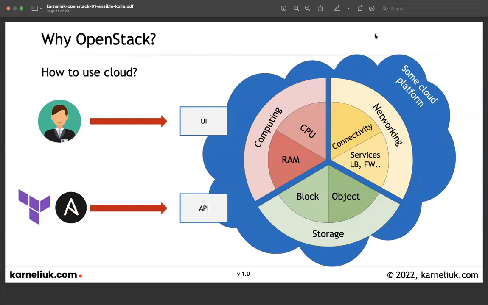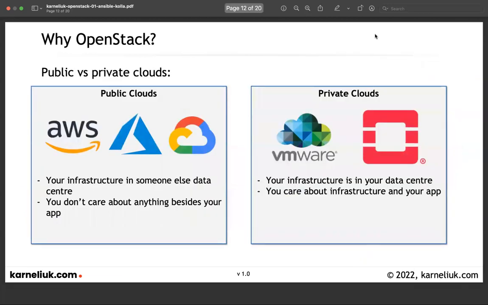So thinking about these elements, UI, API, and the computing, network and storage resources available on a cloud platform, we naturally come to a discussion of what types of clouds we have these days. There are two types of clouds: public and private clouds. Public clouds, there is quite a huge number of them. Honestly, these days we have just listed the three most popular, probably everyone has heard about them, at least everyone who is interested in cloud technologies: AWS, Microsoft Azure, and GCP, Google Cloud Platform.